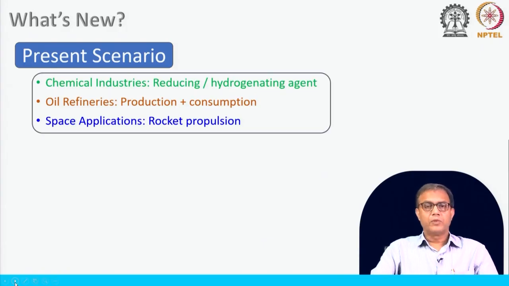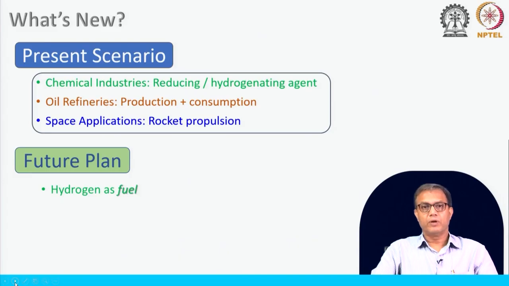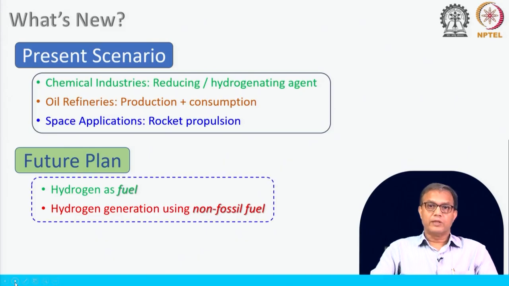These are already known to us, and in the future what we want to do is to use hydrogen as fuel, though it has limited applications in space. We want to use it as fuel for running our cars, buses, trains, etc. For everywhere where diesel or petrol is in use, we want to replace those with hydrogen. Not only that, we also want generation of hydrogen from non-fossil fuel.